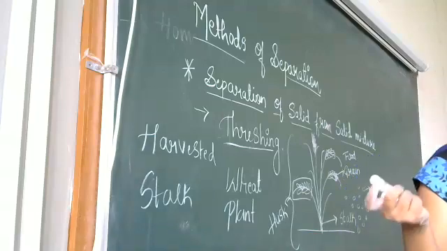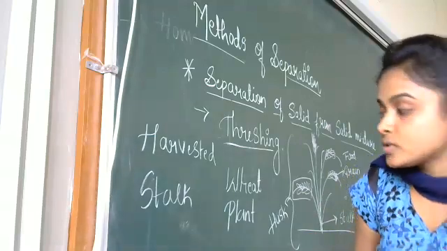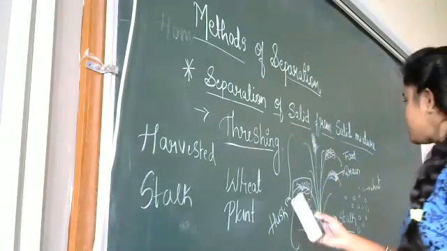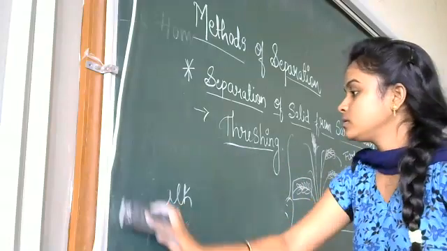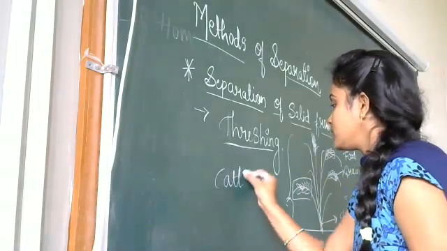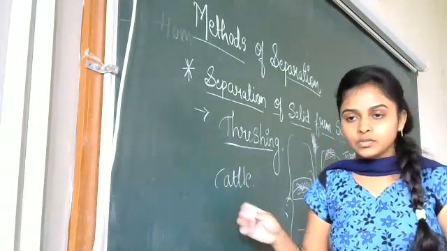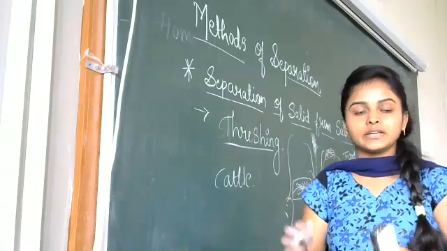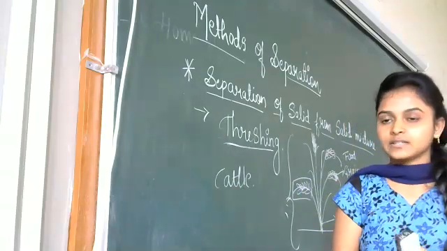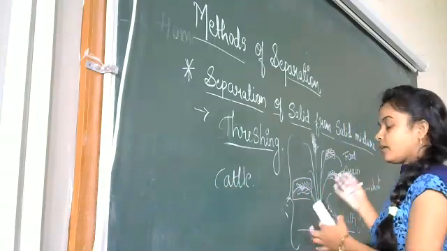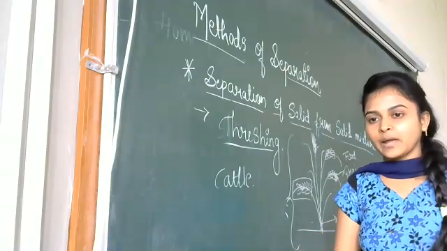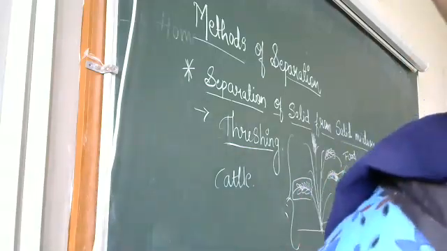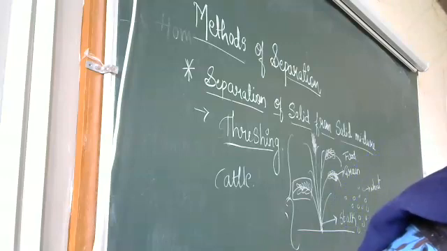And there is one more way. Here we use animals, in the sense of cattle, bullock. These cattle are allowed to move over the stalks and completely trample them, so that the food grains will be separated. I'll show you that image of how the trampling by cattle is done.